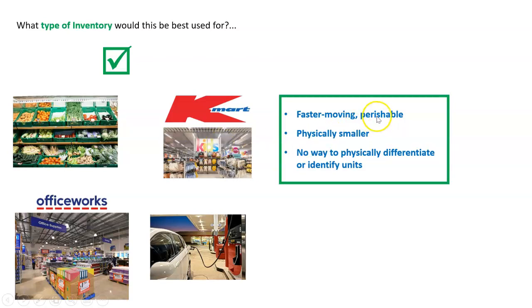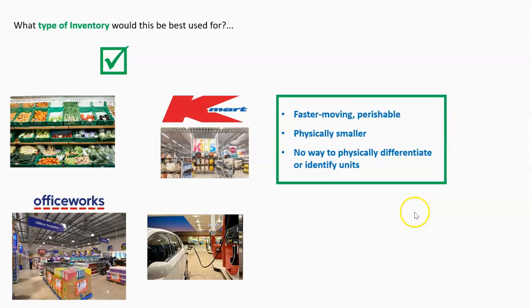That's called perishable. It's also really good for things that are physically smaller. Like we said with the identified cost, you've got to put stickers on. How would you put a sticker on something where it's not physically possible to differentiate or identify? How would you put a sticker on like a tomato or a carrot? Or maybe at Officeworks, how would you put a sticker on a pen or an eraser or a sharpener? And you physically cannot do that for petrol. So that's why it's good for inventory that has these characteristics.